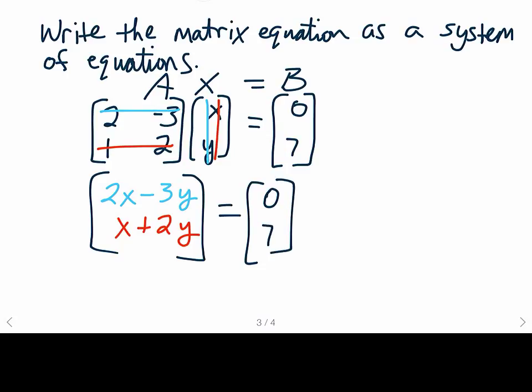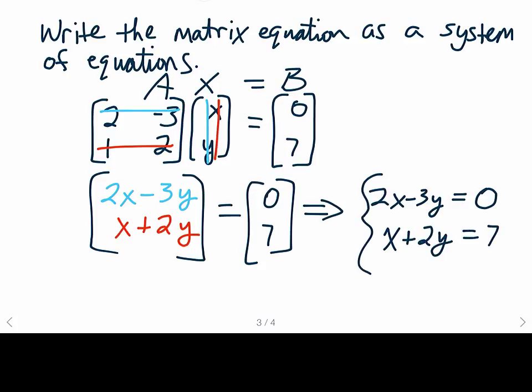Now, if two matrices match, that means that their entries are equal. And so the upper row, 2x minus 3y, must equal the upper row of the column matrix of constants, 0. So 2x minus 3y equals 0. Likewise, we have x plus 2y is equal to 7. And in that way, we can represent a system of equations as a matrix equation. Well, all we were supposed to do is write it as a system this time, and so we're going to move on to the next. Yes, this is building up towards future stuff.